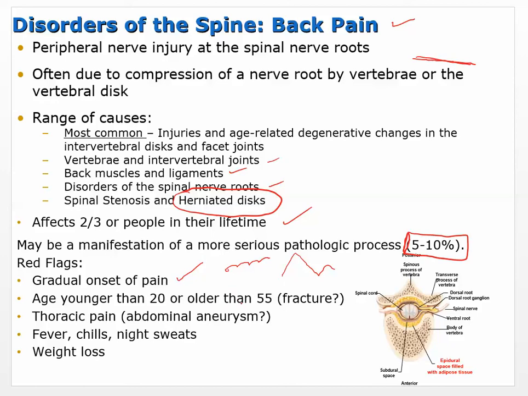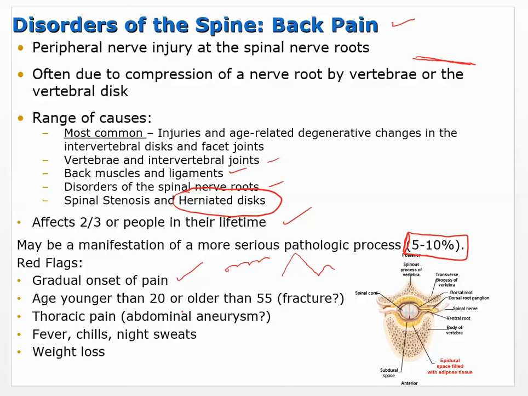Age, younger than 20 or older than 55. Sometimes fractures can occur as the vertebrae weaken, and that could be the cause of pain, and that's something that needs to be paid attention to, especially in an older person that may be suffering from osteoporosis or something like that. They may have a fracture and not even really realize it.